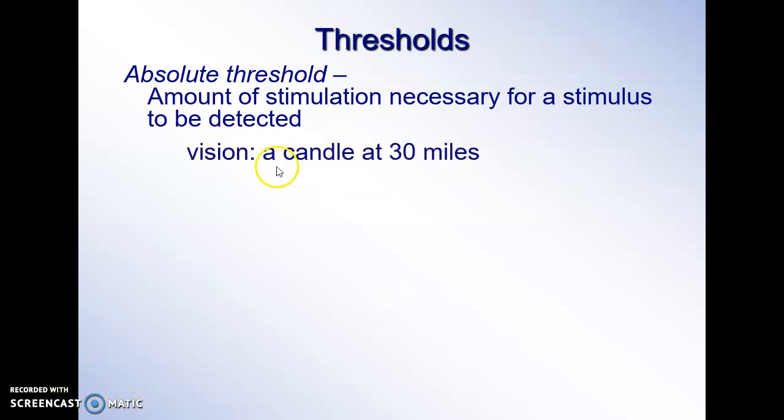So if you look at vision, our absolute threshold for vision is if in a perfect world. Now, when I say in a perfect world, I mean there's no pollution in the air, there's no curvature of the earth. If we could find somehow a 30-foot, completely clear, completely dark space, we would be able to see a candle 30 miles away. So all it takes is a tiny, tiny, tiny bit of light for our eyes to see it.